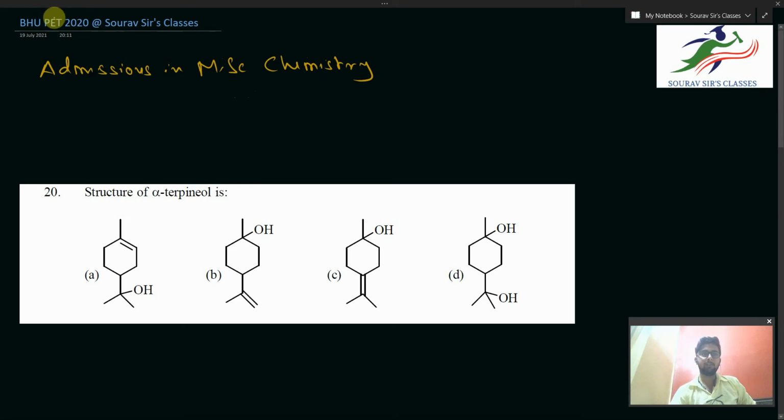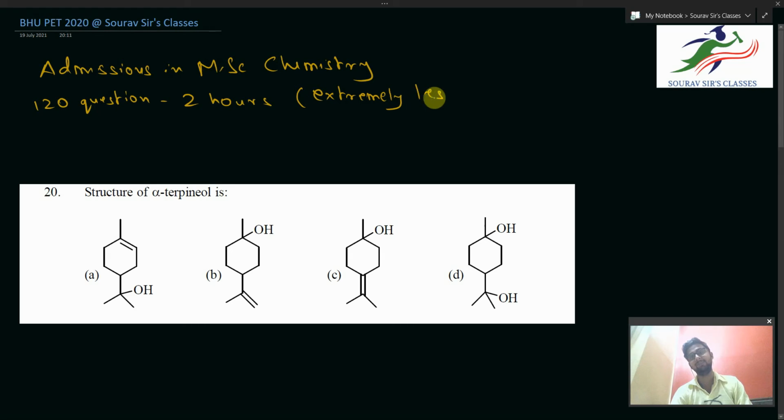Now we are solving the paper of 2020, as I have already told you. The next thing I would like to mention is that the normal question pattern of the PET exam includes 120 questions, for which you will be provided 2 hours. This is extremely less, according to my estimation, compared to other standard exams like TIFR or JAM. For example, JAM has 60 questions that can be solved in 3 hours, but here we have 120 questions that we need to solve in 2 hours.